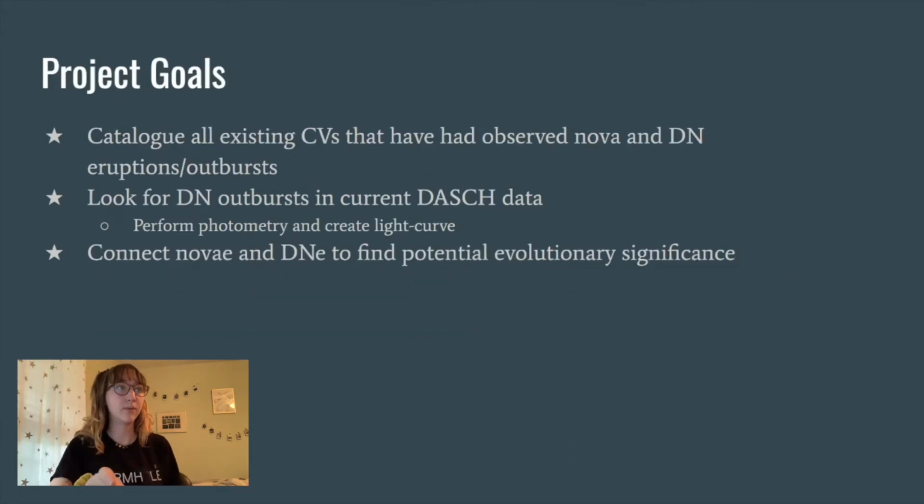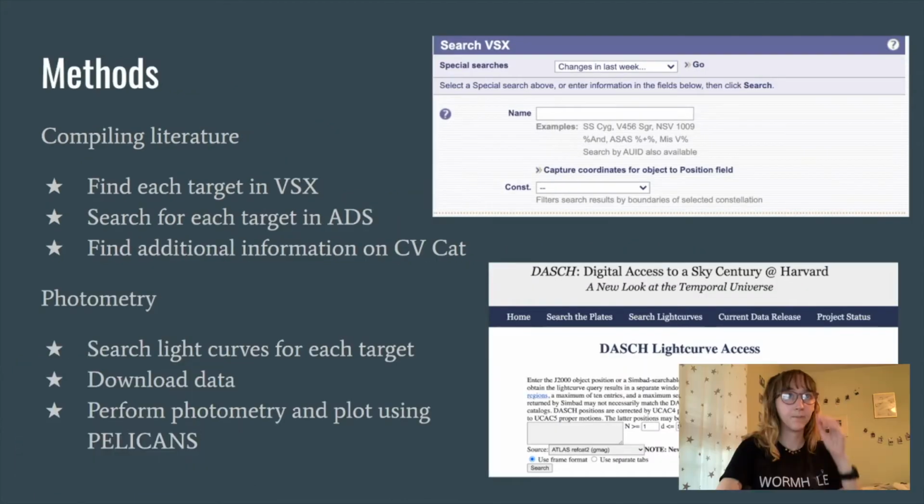So our project goals were to catalog all existing CVs that have had observed nova and dwarf nova eruptions/outbursts, since something like this does not exist, to look for dwarf nova outbursts in current DASH data. DASH is Digital Access to a Sky Century at Harvard. They have a huge photographic plate collection. It's basically just a huge sky survey, but on photographic plates, and to perform photometry on these plates and create a light curve. And then our other goal was to connect novae and dwarf novae to find potential evolutionary significance.